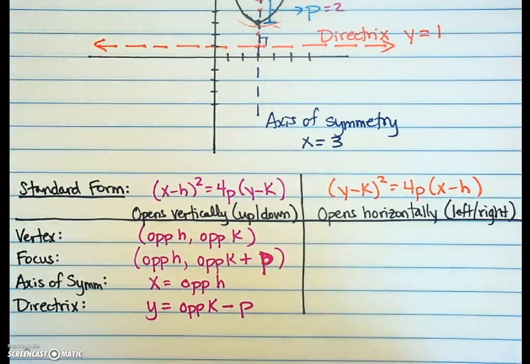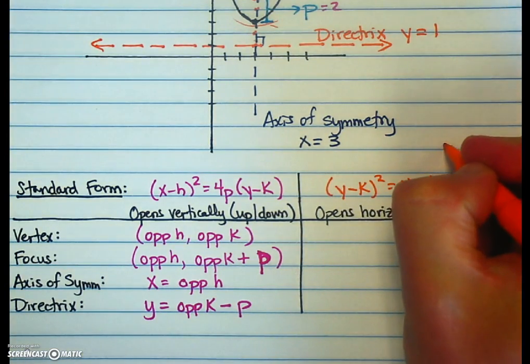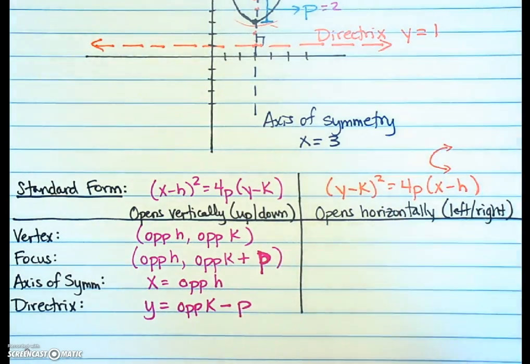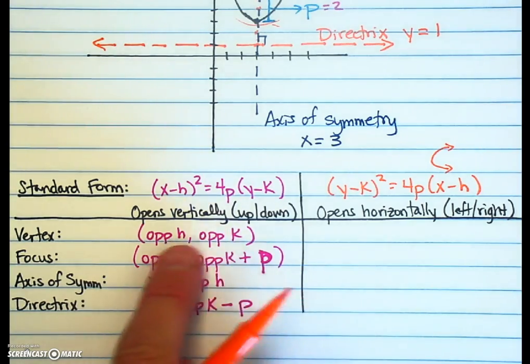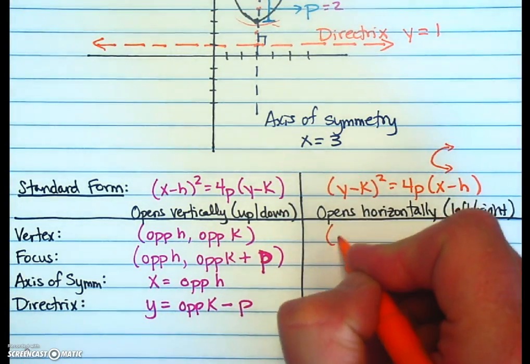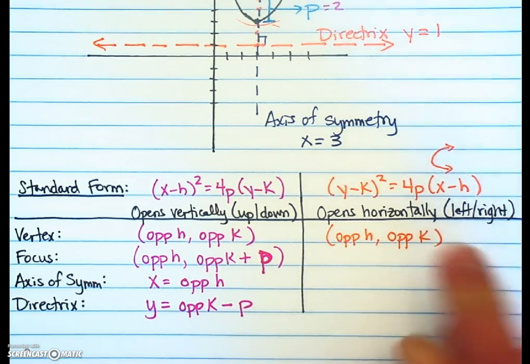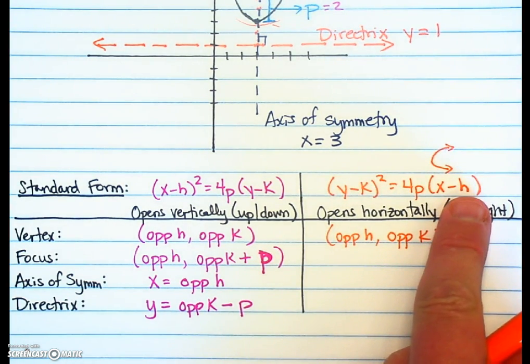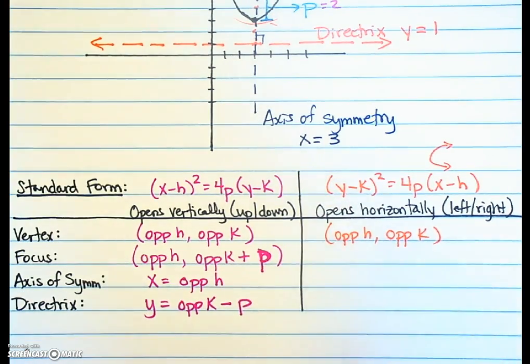Okay? Now, this is the standard form for one that opens left or right. Okay? And parabolas that open left or right might look like that. That's a parabola that's opening to the right. But what happens here is the vertex is still going to be the same. We're still going to do opposite h, opposite k. You have to be careful though, because now the h is over here, because it starts with (y minus k) squared, so don't get your h's and k's mixed up. H always goes with x, k always goes with y.